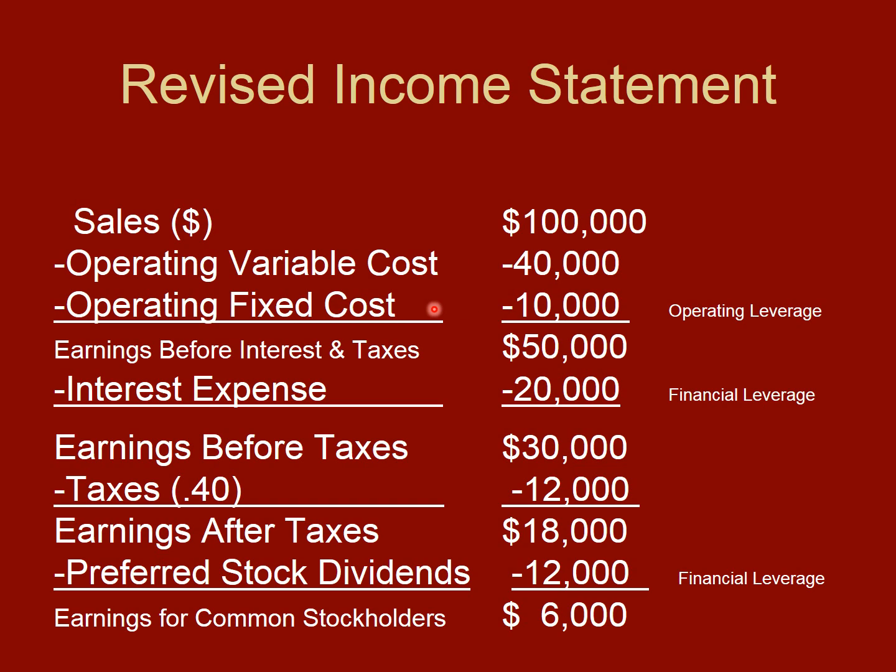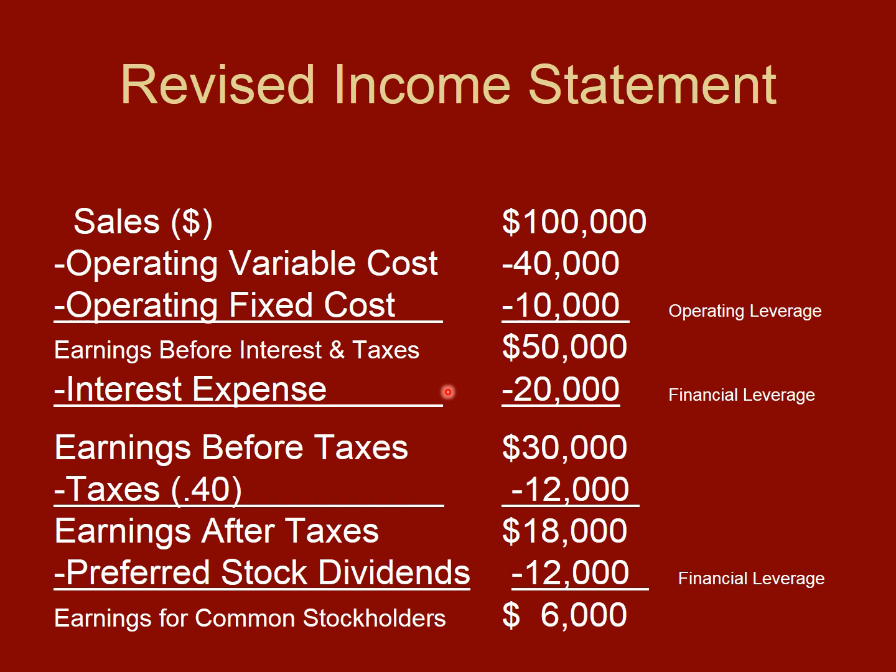Operating fixed cost, this will not change, right? This would include, as I mentioned before, maybe any salaried employees that you have, rent, things like that. And I kept the numbers small just to demonstrate the idea. And I have off here to the side operating leverage, because it's the amount of fixed operating cost that impacts the firm's operating leverage. So when we subtract the variable cost and the fixed cost from sales, we have earnings before interest and taxes. And then we would subtract our interest expense.